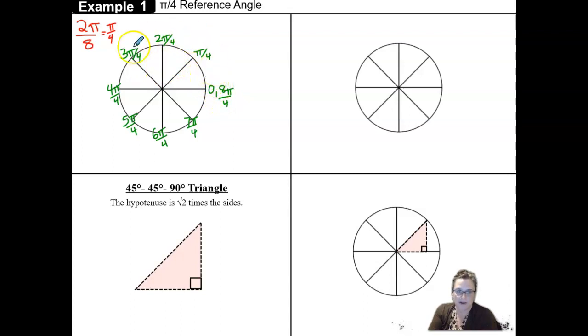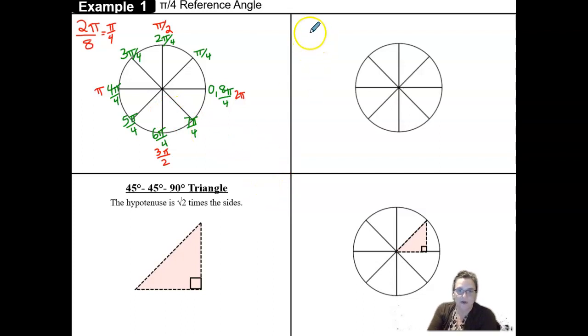So as we count around the circle, that's 1 pi over 4, 2 pi over 4, 3 pi over 4, 4 pi over 4, 5 pi over 4, 6 pi over 4, 7 pi over 4, 8 pi over 4. And recall that these quadrantals reduce to pi over 2, 4 pi over 4 is pi, 6 pi over 4 is 3 pi over 2, and 8 pi over 4 is 2 pi, and that matches the quadrantal measurements that we had in the first page.